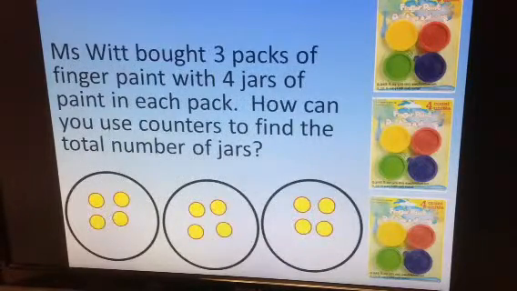Here's a picture of what they were talking about. I put the counters at the bottom of the page into 3 groups. I circled each group. I put 4 counters in each group. That's the same as the packages of finger paint that you see on the right-hand side of the screen.